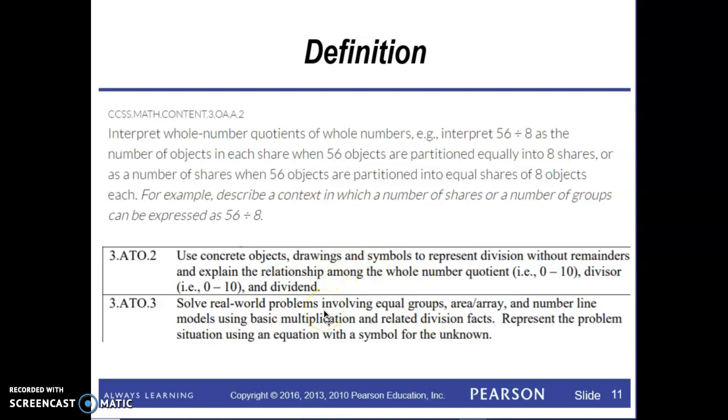So just like addition and subtraction go hand in hand, and we introduce those in the same grade level, multiplication and division go hand in hand, and we introduce those in the same grade level as well.